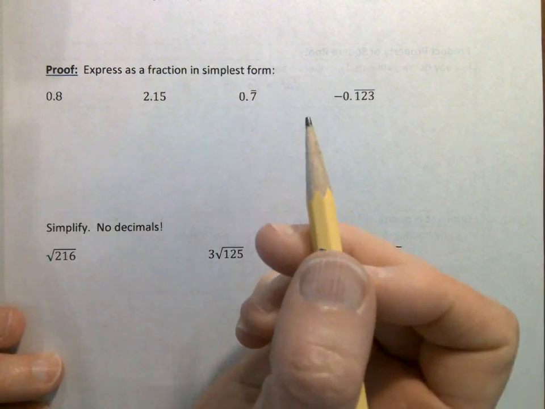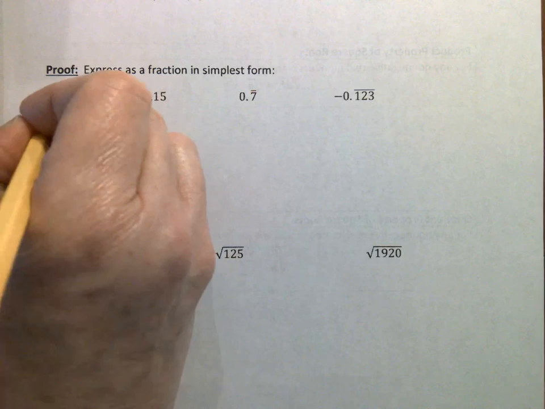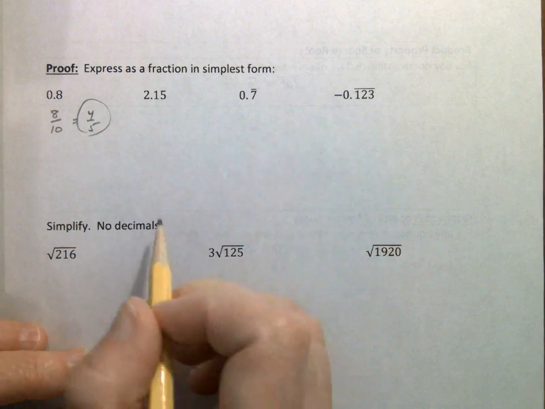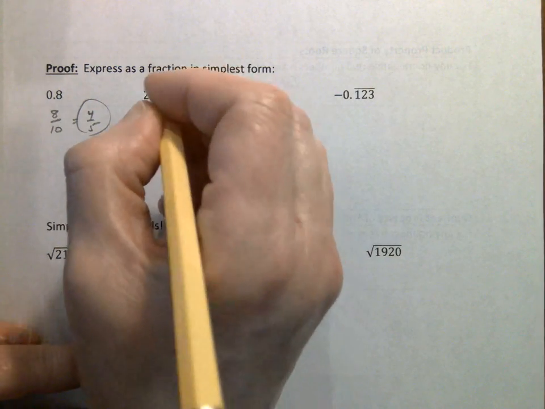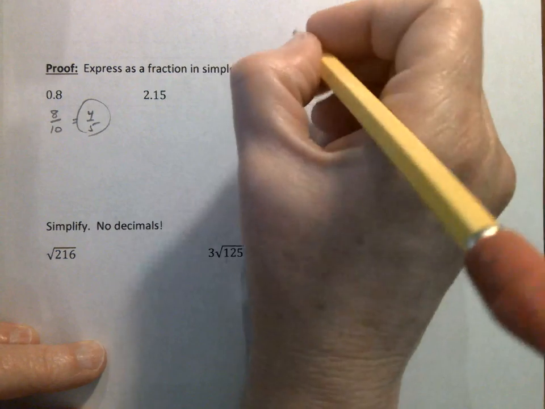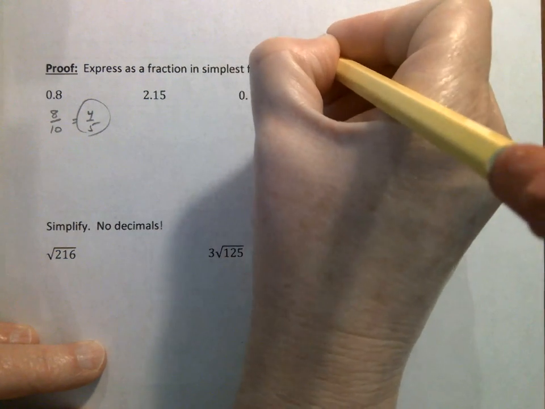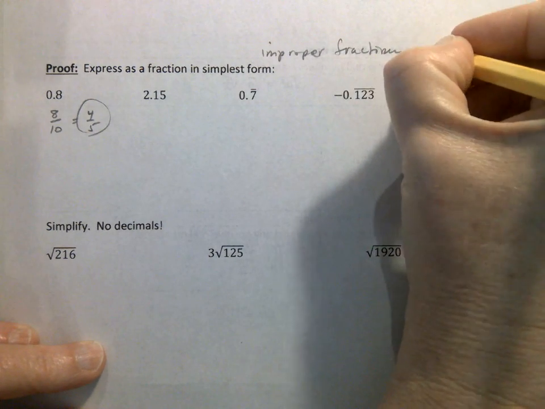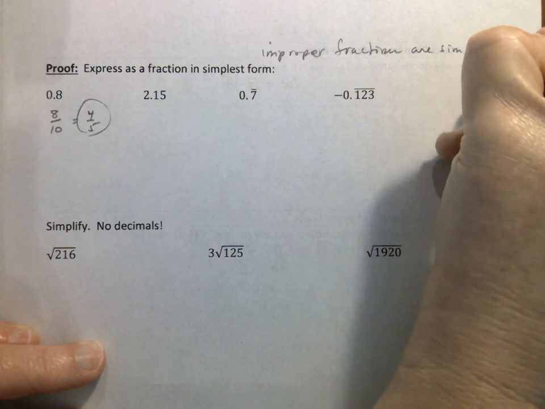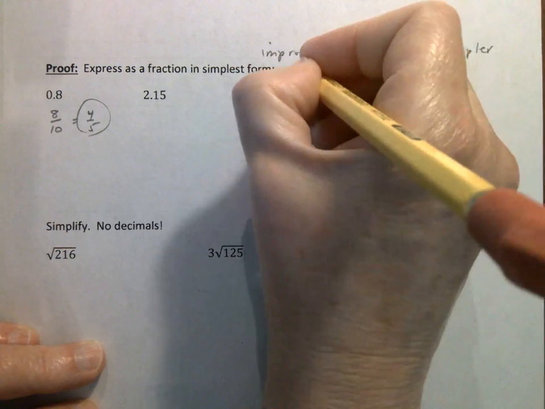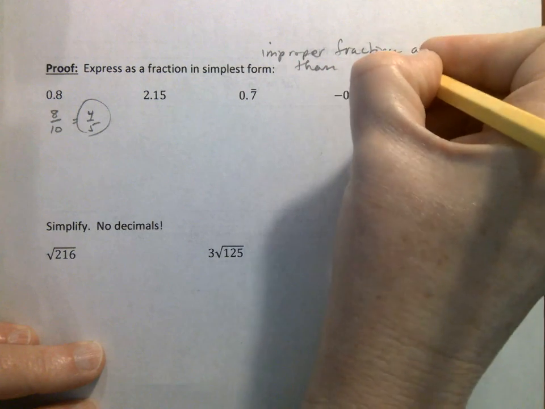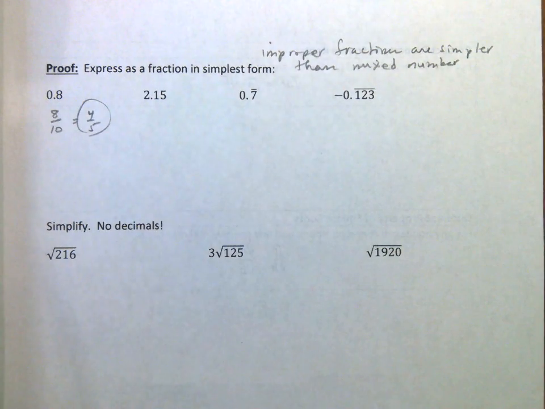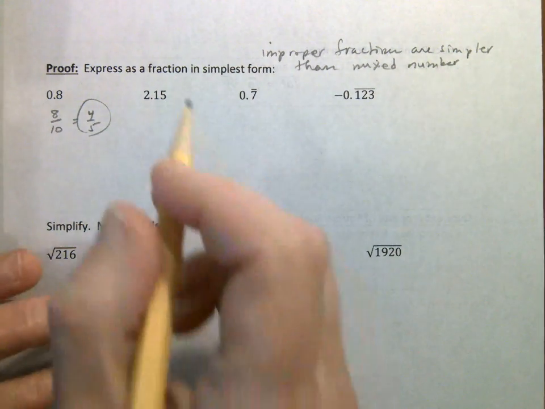It says express as a fraction in simplest form. Okay, so this is kind of easy. 8/10, which is equal to 4/5. Piece of cake. 2 and 15/100. Now we want to keep this as improper. So improper fractions are simplified, more simplified than mixed numbers. So if I have a fraction and I simplify it, I don't want my simplification to be a mixed number. I want to keep it as an improper fraction.